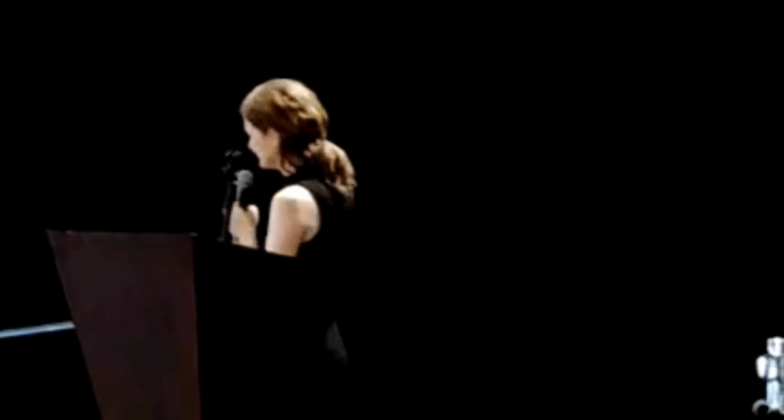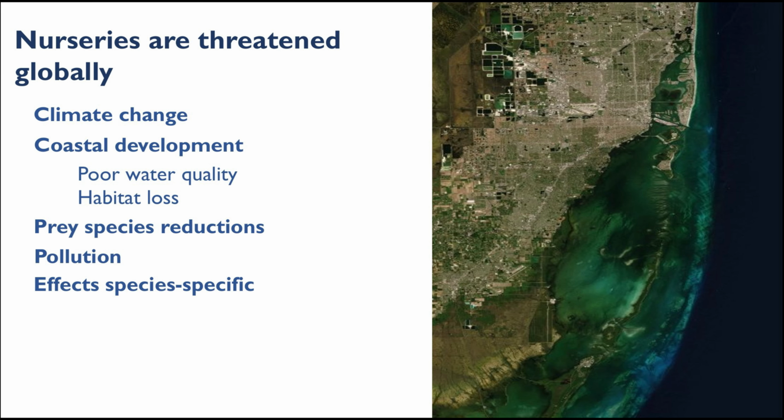That includes several critically endangered species, including the great hammerhead, and some species that are highly migratory as adults, and that are therefore really difficult to protect and conserve once they leave nursery habitats. That makes identifying and conserving those habitats even more important. Shark nurseries generally are threatened globally.